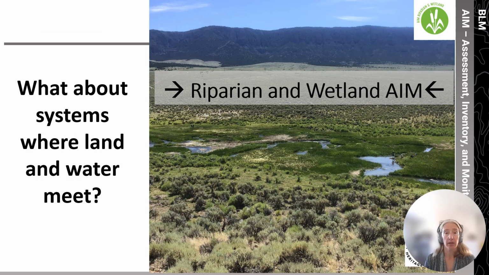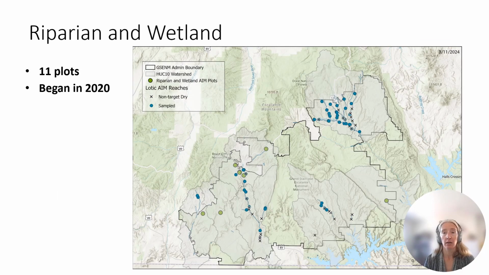Now, to get into riparian and wetland AIM, which, since this habitat is where land and water meet, combines some aspects of both the terrestrial and lotic monitoring protocols. Riparian and wetland AIM began in the monument in 2020, and we currently have collected data at 11 sites.